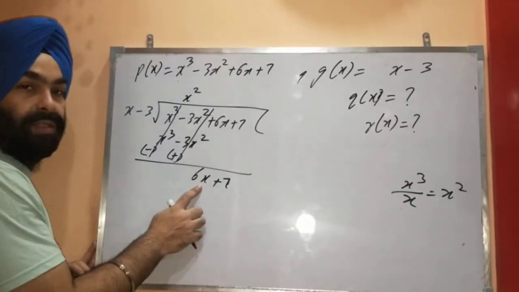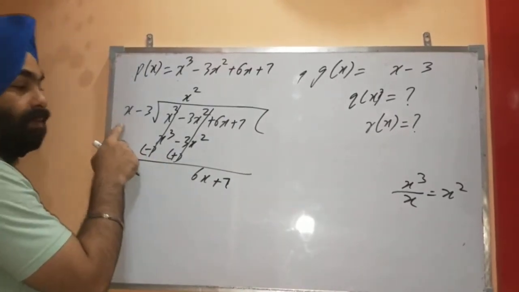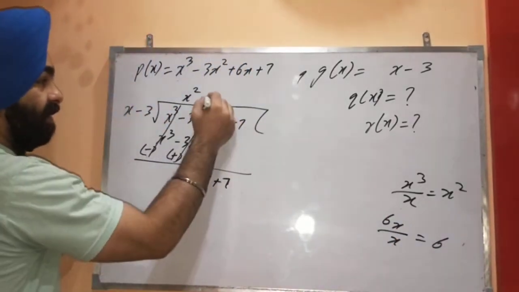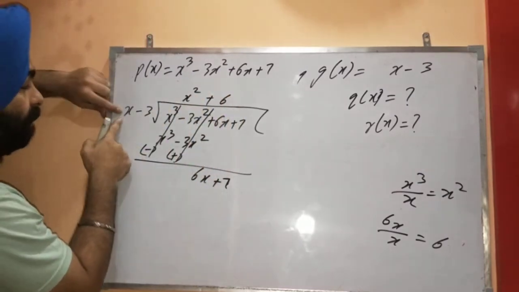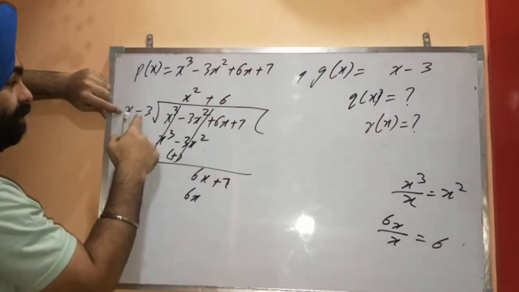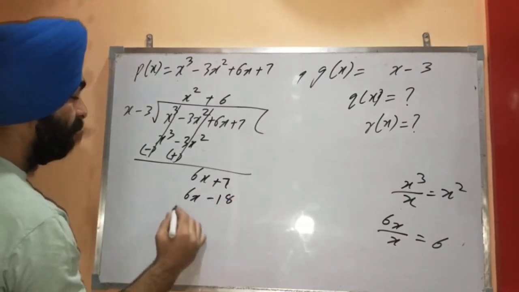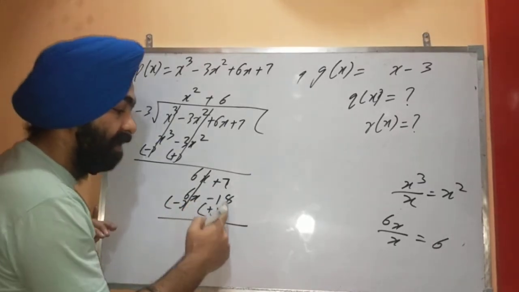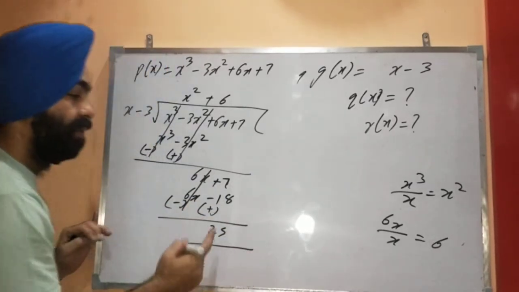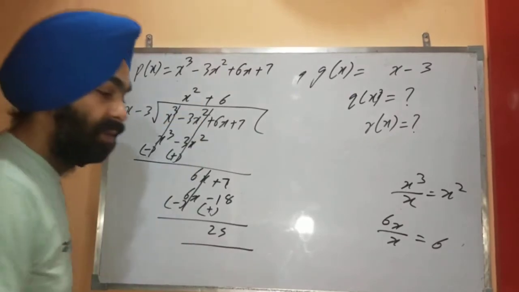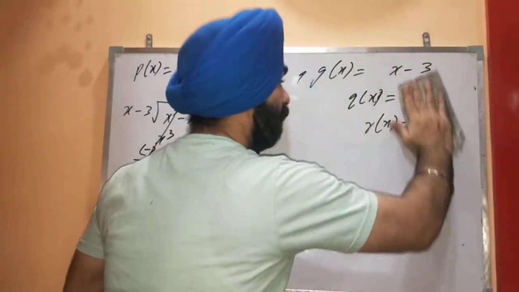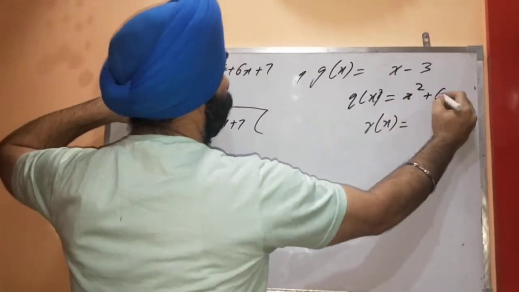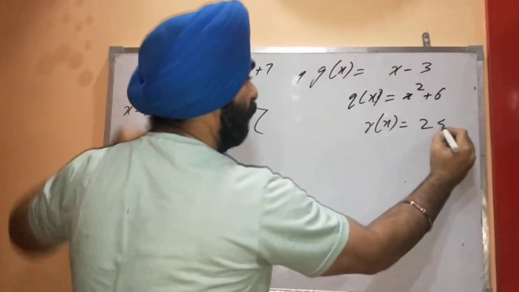Now again the first term of the dividend will be divided with the first term of the divisor. That means 6x divided by x, so we will get 6. Now 6 will be multiplied with x, 6x. 6 with minus 3 will be minus 18. On changing the signs, 6x will cancel off and then 7 plus 18 is 25. So this is the remainder and this is the quotient. Right? So now we have got the value of quotient, which is x square plus 6, and remainder is 25.